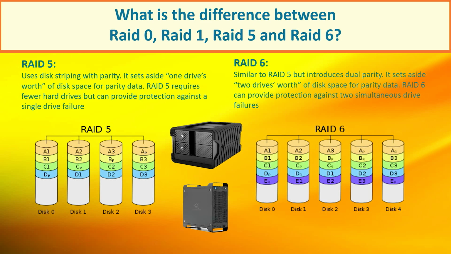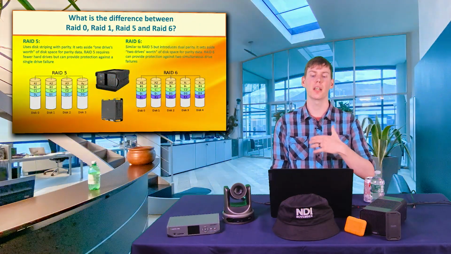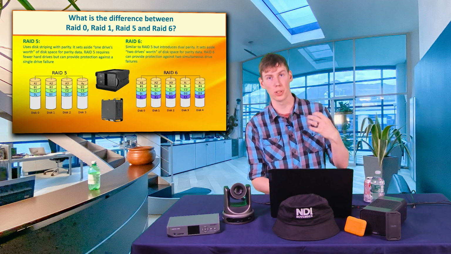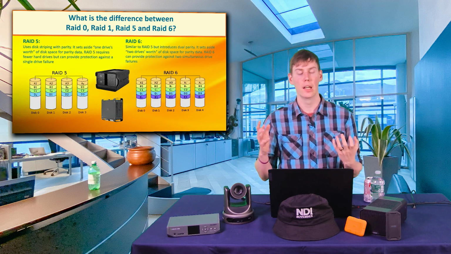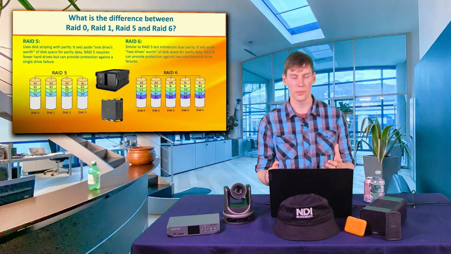Now, RAID 6 is very similar to RAID 5, but it's designed for 5 or more bays in your RAID system. It's the same thing, except RAID 6 offers you 2 drives of redundancies in place. So if 2 of your drives on an 8-bay system do fail, then you have the ability to recover those drives.